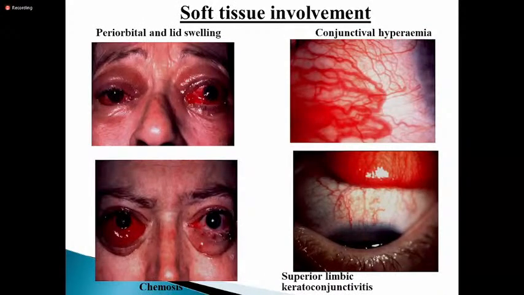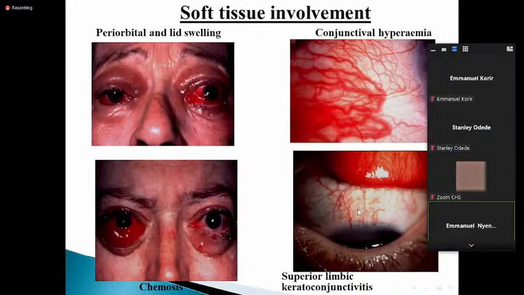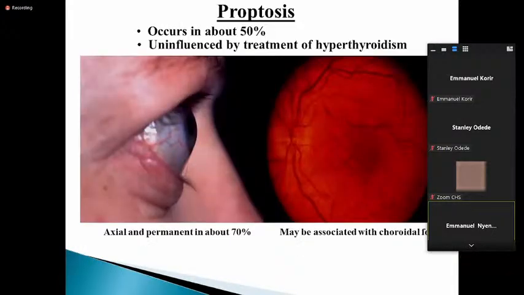Soft tissue involvement means periorbital changes, like periorbital swelling, as in this case. You can also have conjunctival hyperemia, or conjunctival chemosis, that is swelling of the conjunctiva. You can see it here. And then you can see the superior limbus. The limbus is the junction between the sclera and the cornea, and it is inflamed in this case. This is called superior limbic keratoconjunctivitis. Those are soft tissue lesions.